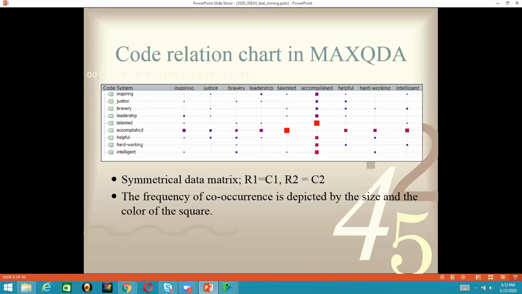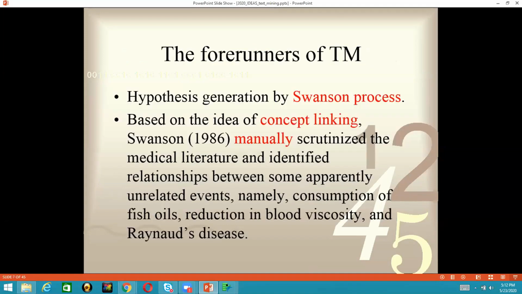So why is it important? What is the big deal? Well, now we look at another precursor or forerunner of text mining, Professor Don Swanson. He invented a process called the Swanson process. The idea is concept linking.